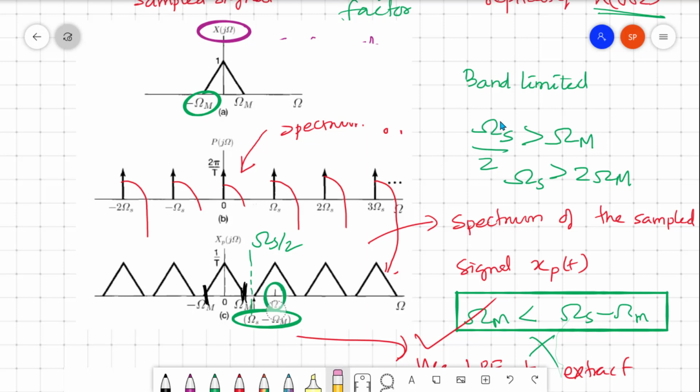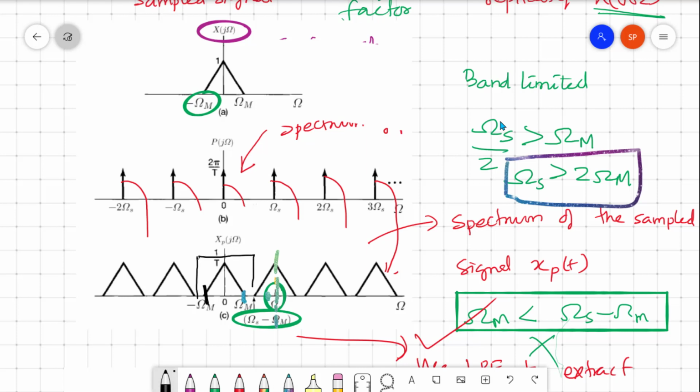If you clearly observe, you can see that this is omega s, and this omega s is of course greater than 2 omega m. This is omega m, so if you take one more omega m, it will come somewhere here, right? So omega s is greater than 2 omega m. These 2 conditions are satisfied. That is the reason why we can put a low pass filter to extract the original signal, or Xr of j omega, that is the reconstructed signal spectrum, from these replicas.